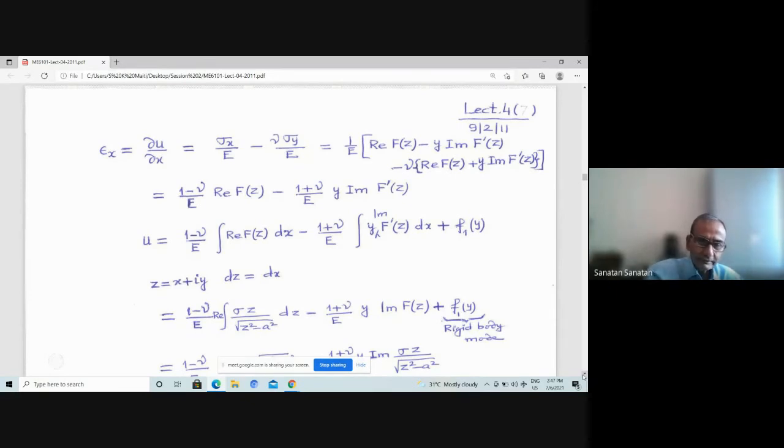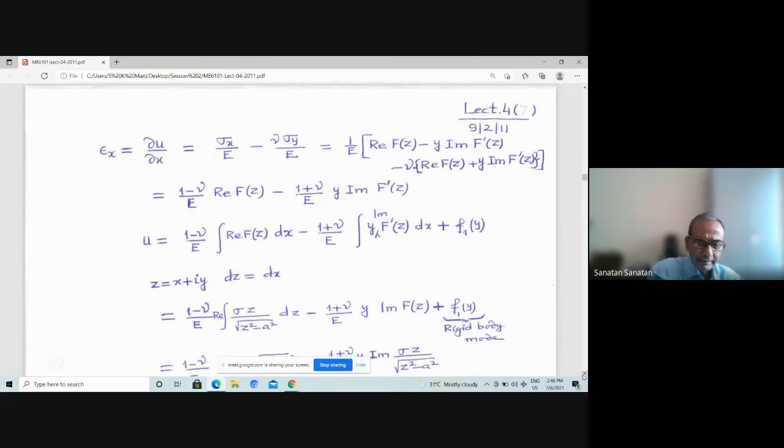So therefore, u is going to be the integral of this expression, (1 minus nu)/E real part of F'(z), its integration with respect to x, and then (1 plus nu)/E y imaginary part of f'(z). This product of two functions is integrated with respect to x, and since it is a partial derivative, we will have an arbitrary function of y. So we have added on arbitrary functions, and indeed this f1(y) arbitrary function indicates generally a rigid body mode. When we are interested in just deformation, we don't consider this rigid body mode, we just throw it out.